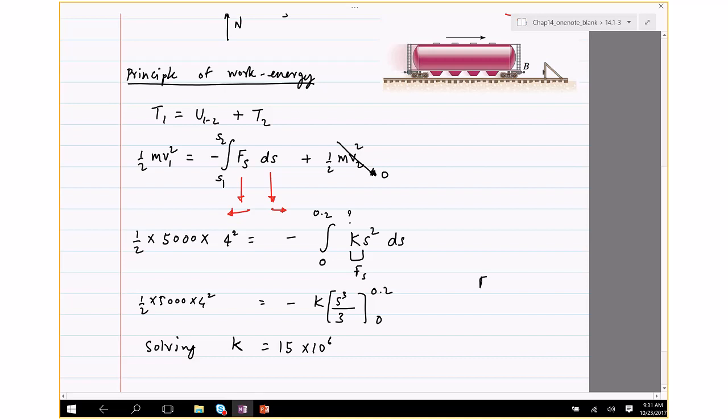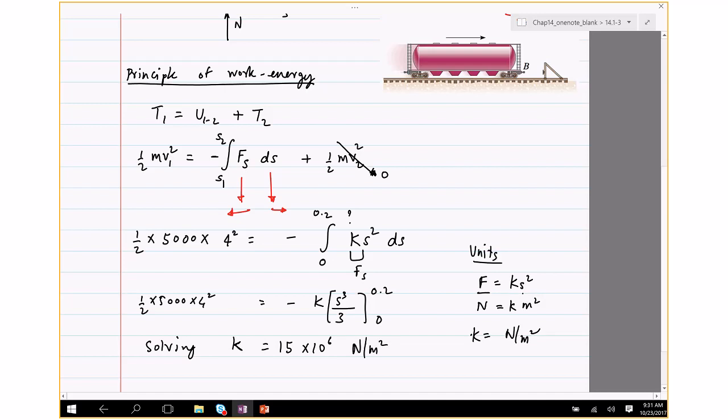So we're given F is k s squared. The units of F is Newton. The units of s is meter squared. So k should have units of Newton per meter squared.